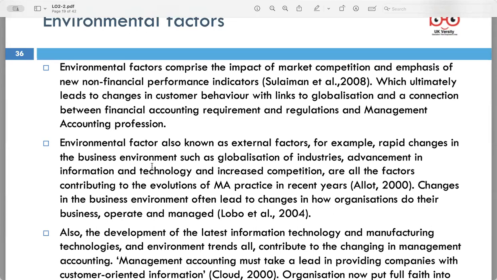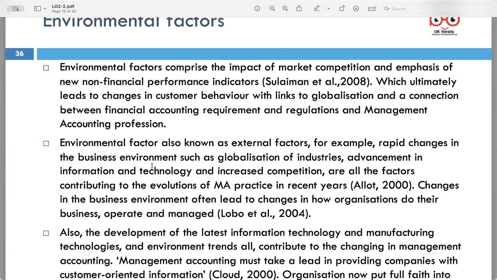These include rapid changes in the business environment, such as the globalization of sectors, advancements in information and technology, and growing rivalry, participating in the developments that have taken place in the practice of MA during the past few years.